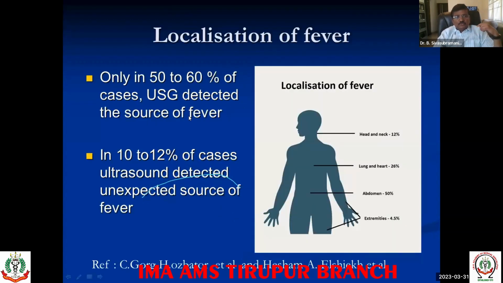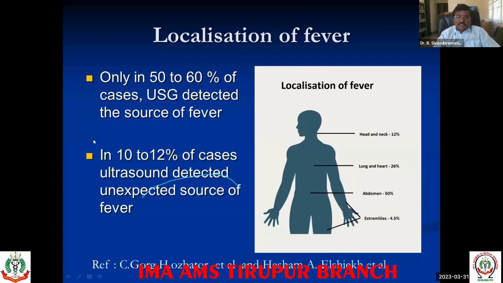Coming to fever cases, only around 50 to 60% of the patients can be diagnosed on ultrasound. So not all cases can have the source of fever diagnosed, and among this, in 10 to 12% of the cases, ultrasound can detect an unexpected source of fever. You may think fever is because of something else, and when you do a scan, there will be a liver abscess, something like that.